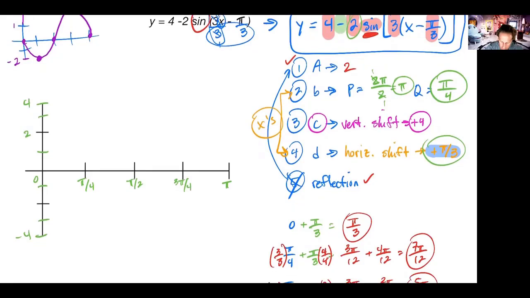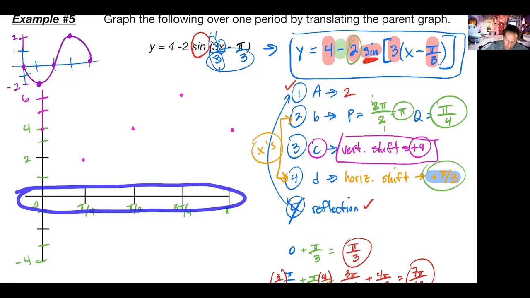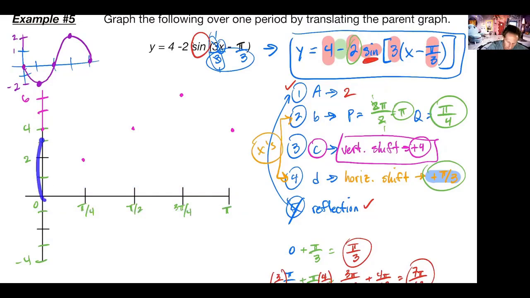The last thing we need to then do is plot our points and basically take this graph and shift that pi/3 to the right for all of these values. And then also shift up 4 for our vertical. Okay, so let's start by shifting everything up 4. So we'll take this, this, this, move them all up 4. And one thing I really like to do is take my x-axis, which is what we use everything for, and I'm going to shift that up 4.